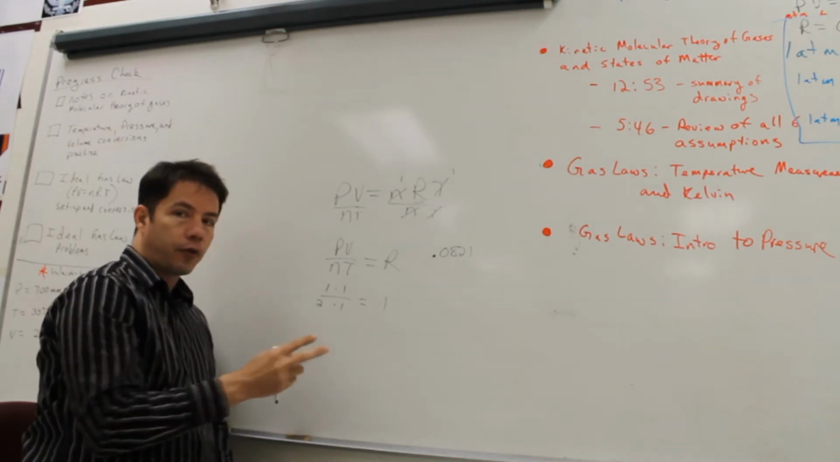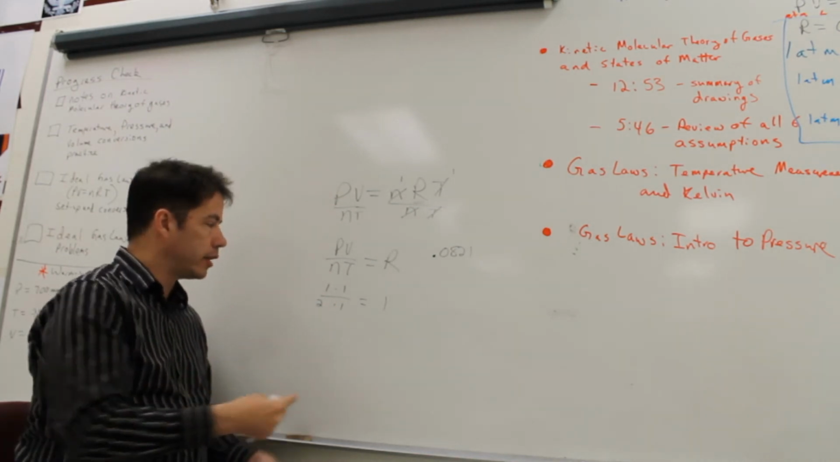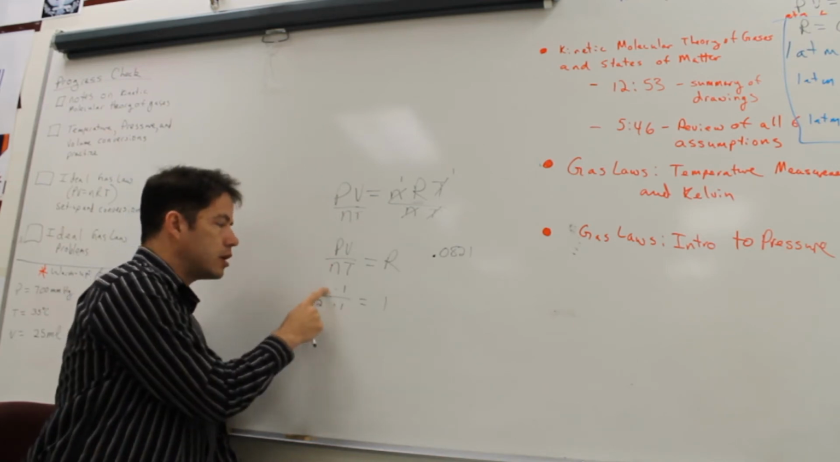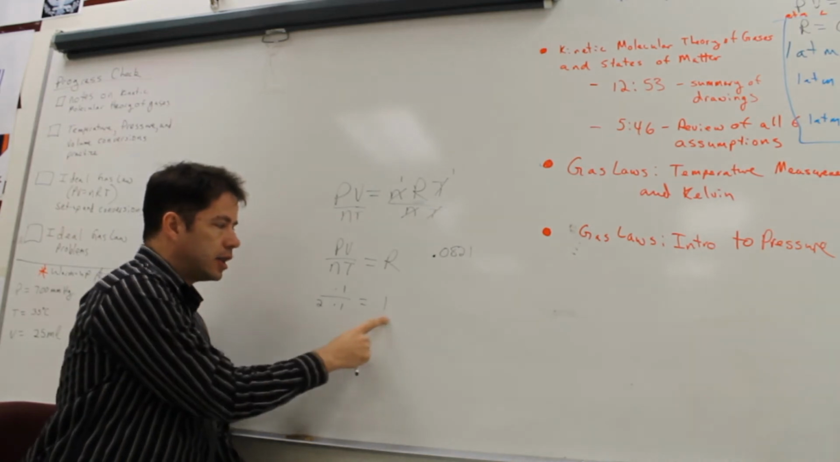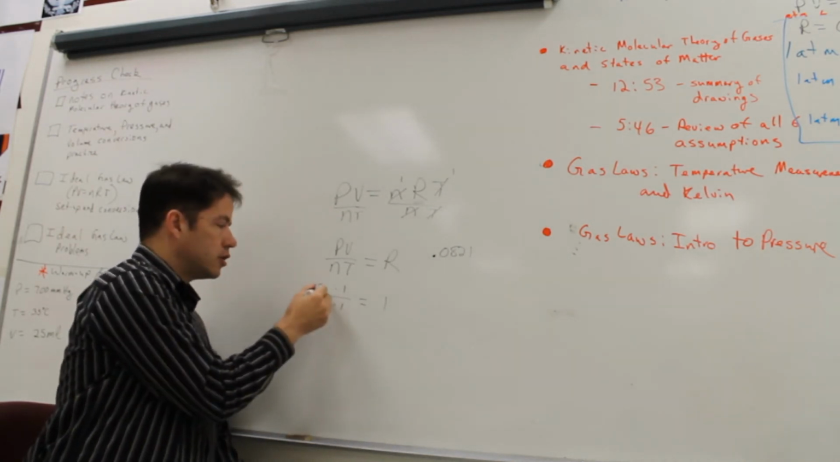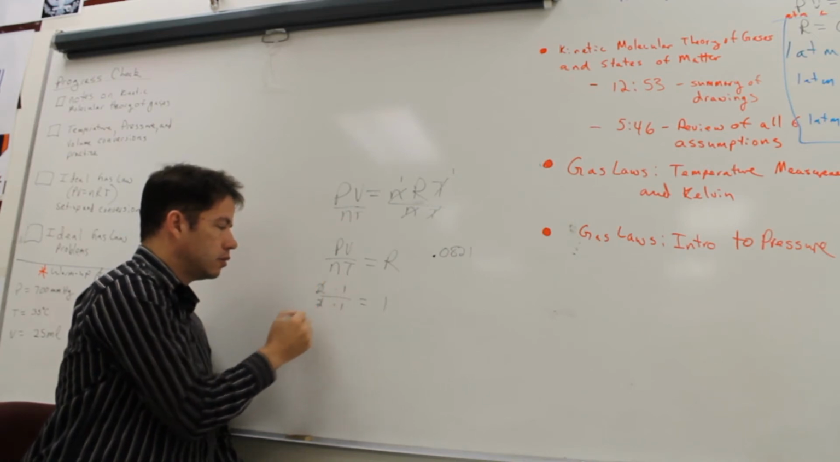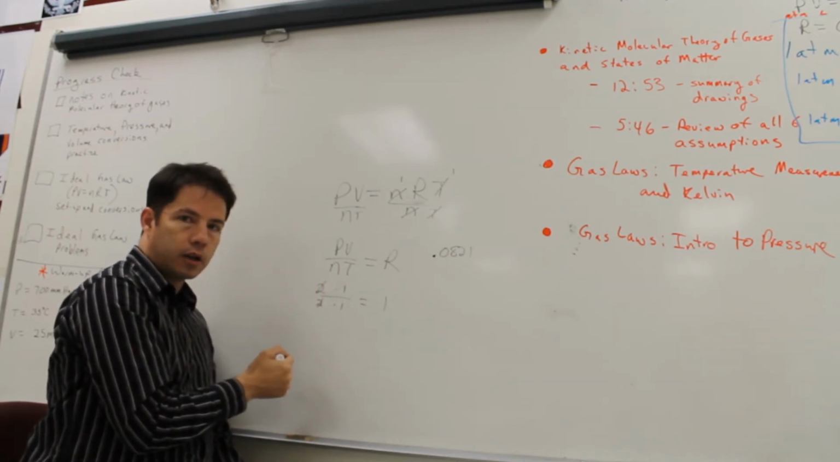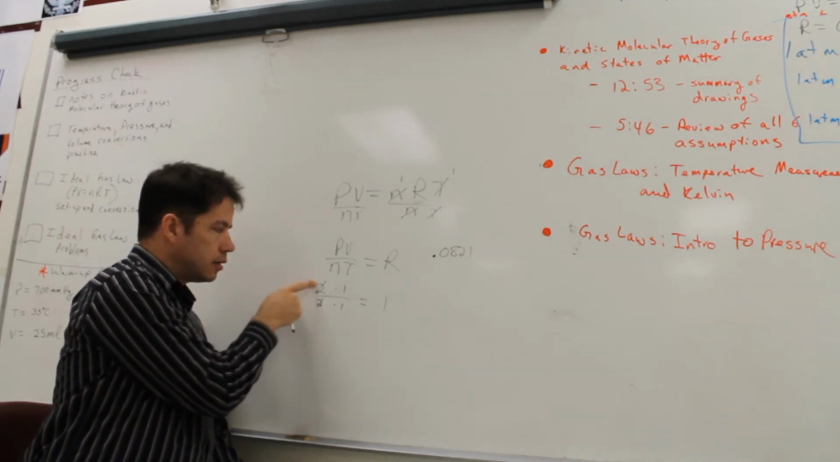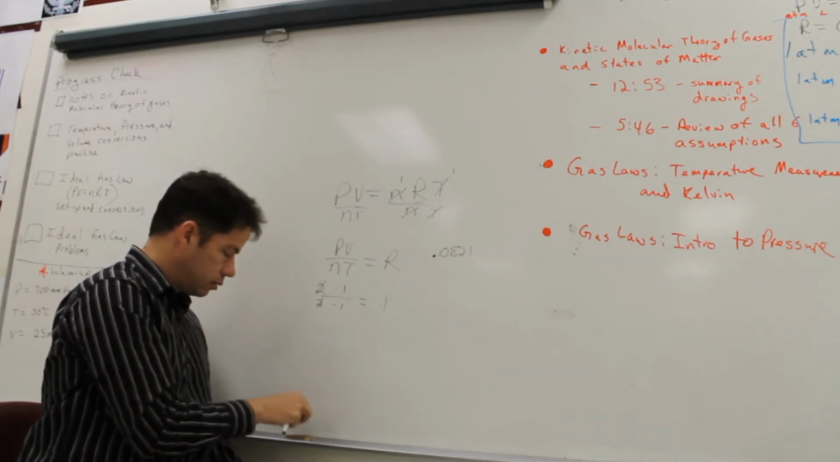Now, for our case, we're going to keep it simple, at least for now. Let's say the pressure is the only thing that changed. Well, what number can we put there to keep this at 1? We could put a 2, right? 2 divided by 2 cancels to 1, and now we still have 1. But notice, if I change this, that has to change.